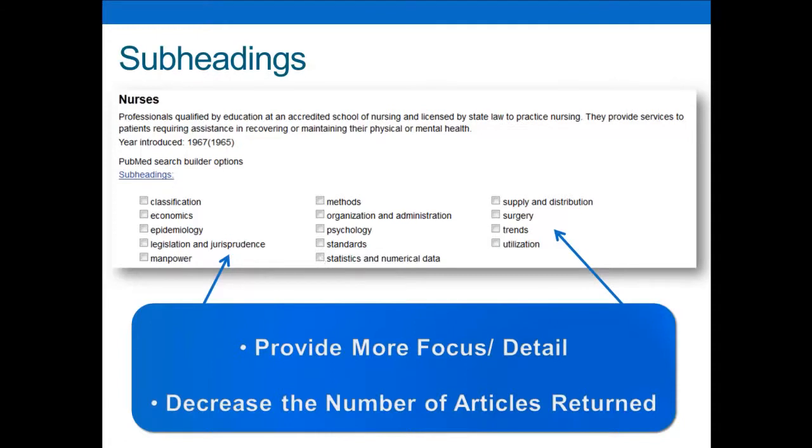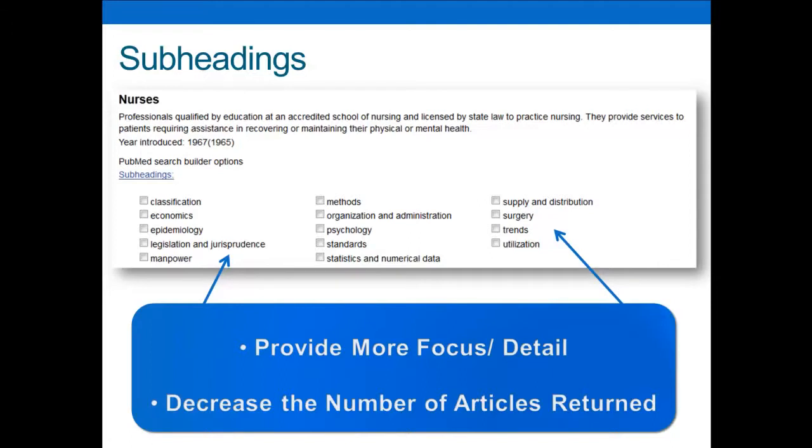A subheading, very simply put, is going to just provide more focus or detail to your search. Like in this case, you'll notice I have nurses, and you'll see the scope note, but then you'll also see these subheadings. What these subheadings will do is look at a certain aspect when it comes to nurses. Like you may want to look at how they're organized in the administration. Or you may want to look at nurses and standards, like what it takes to become a nurse. Or you might be interested in the supply and distribution, depending on what your interest is or what your question is.